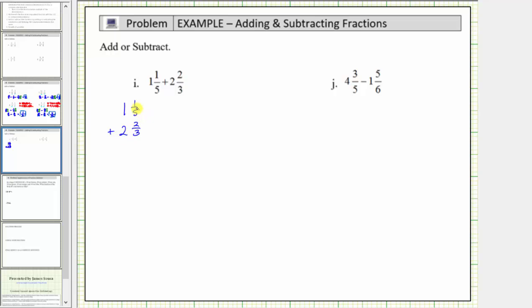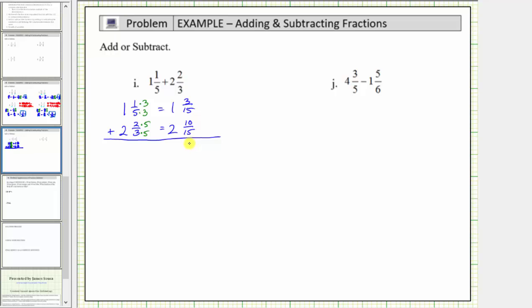So let's first write 1/5 and 2/3 as equivalent fractions with a denominator of 15. So we multiply the numerator and denominator of 1/5 by 3 and multiply the numerator and denominator of 2/3 by 5. So 1 1/5 is equal to 1 3/15. 2 2/3 is equal to 2 10/15.